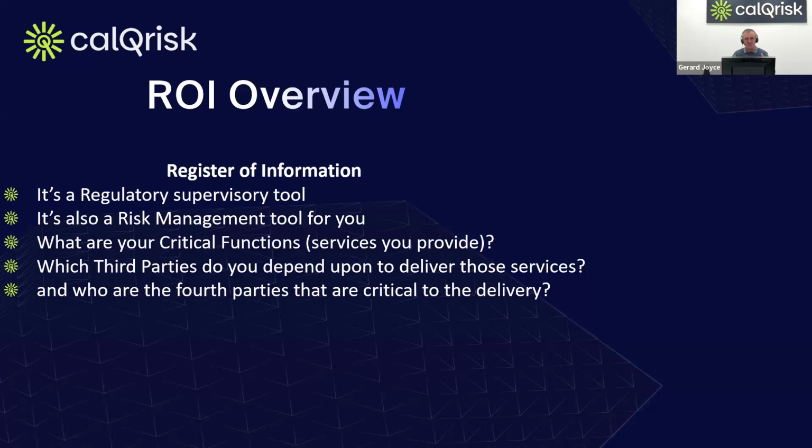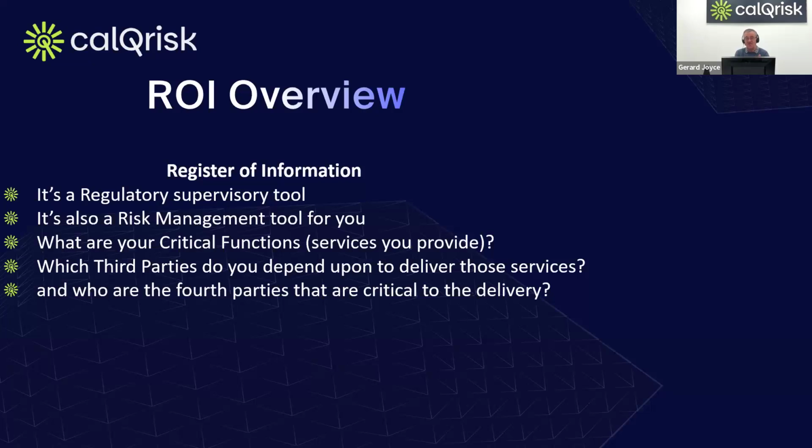And indeed, it's part of that, because when you do business impact analysis, you look at all your processes and services and say, well, what do we depend upon? What people do we depend upon? What technology do we depend upon? What third parties do we depend upon? The regulator is interested in the third party side for the Register of Information. And indeed, the third parties, fourth parties.